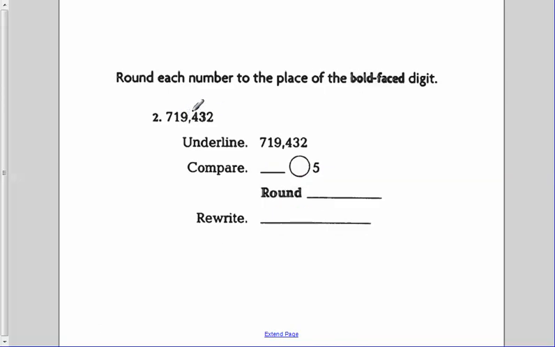Alright, and our bold digit here is our 3. So we are going to round, we're looking at our 3, and we look to the digit to the right, and that's our 2. Since 2 compared to 5 is less than 5, that means we are going to round down. So we write this as 719,430.